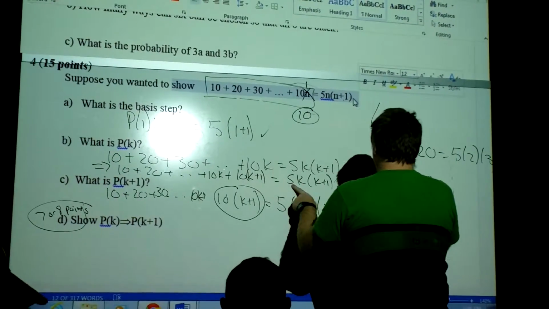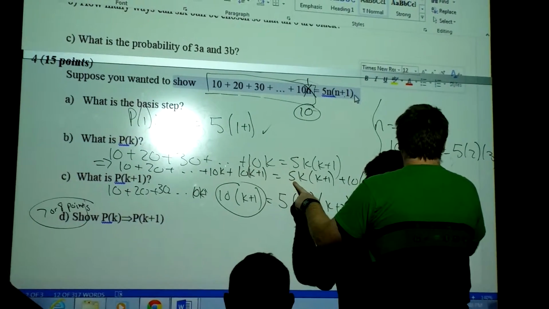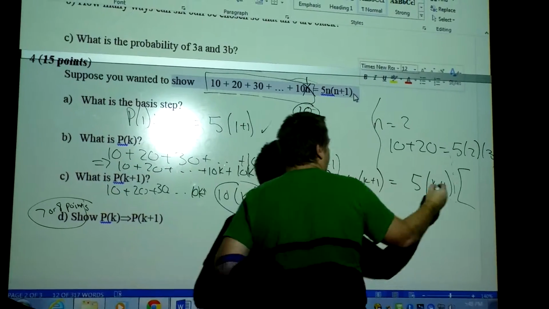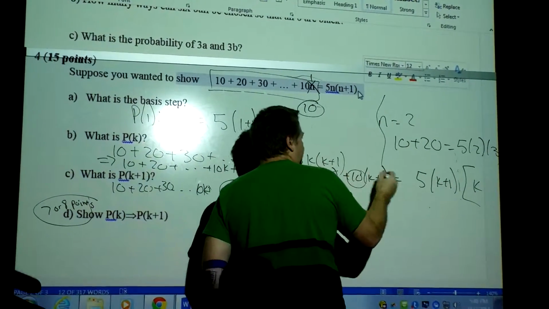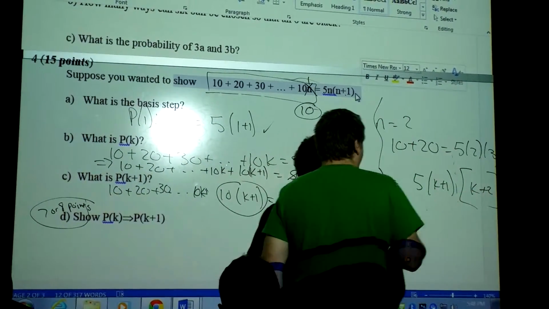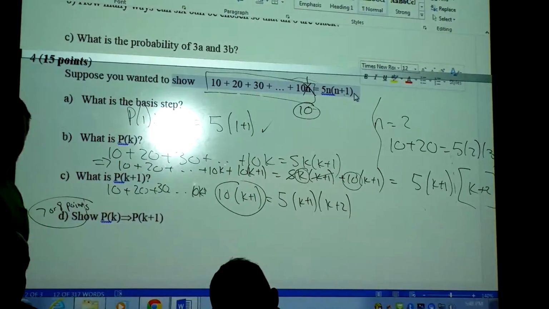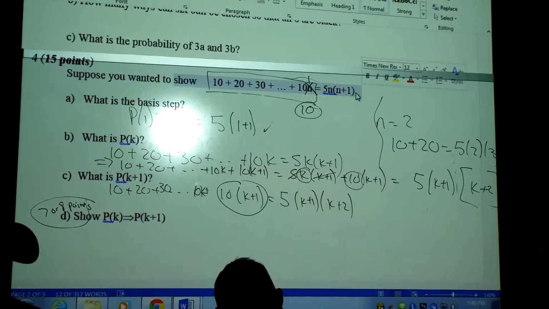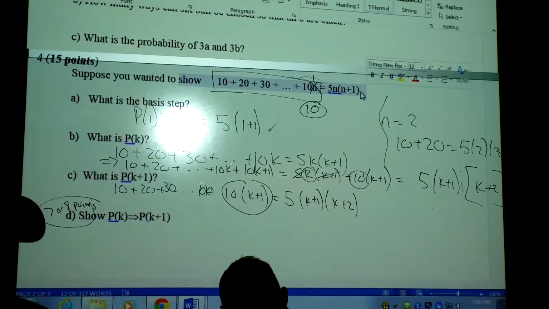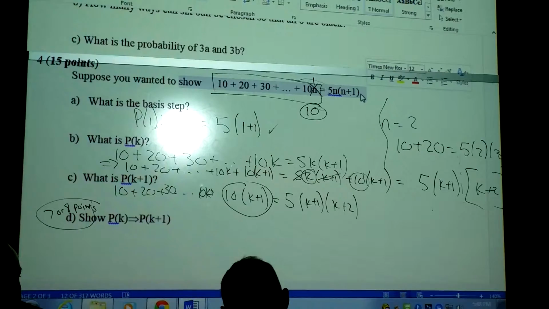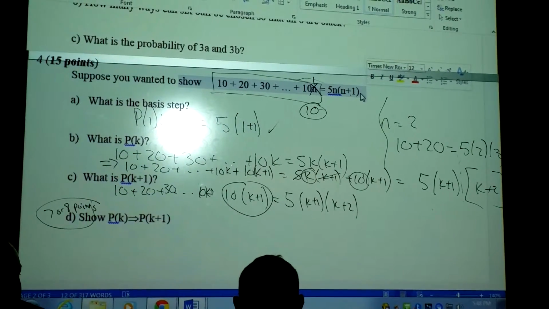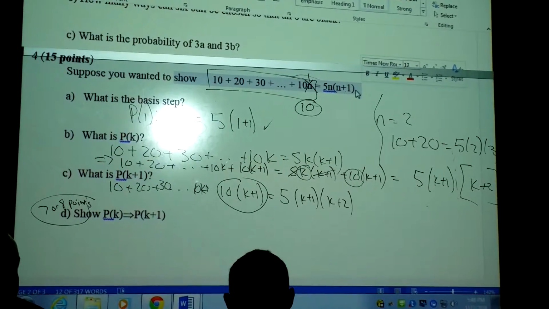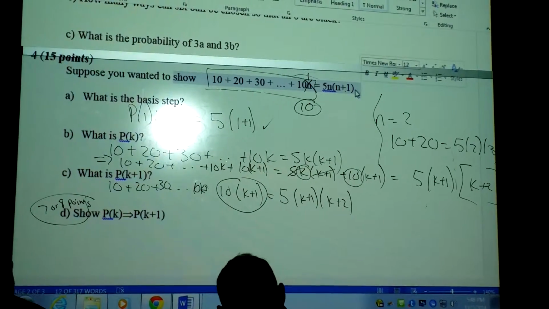And from this, you can factor out a 5 times K plus 1. And if you do that, here you're left with K, and here you're left with 2. So on this one, when you do that, you're actually done. Or you can pull everything out, yeah, that's it.